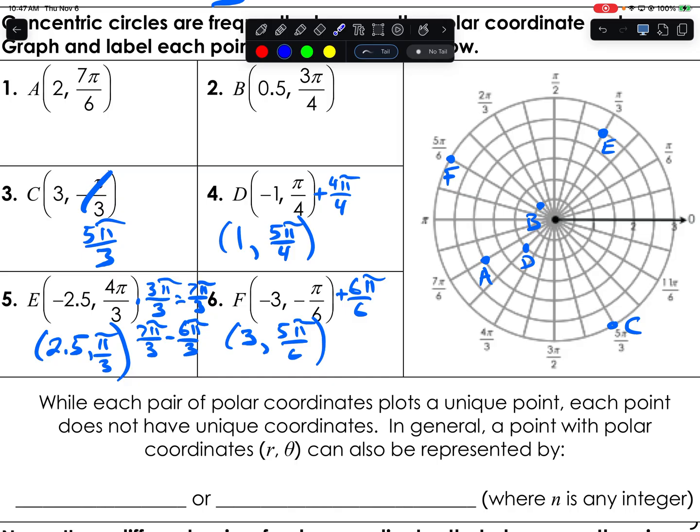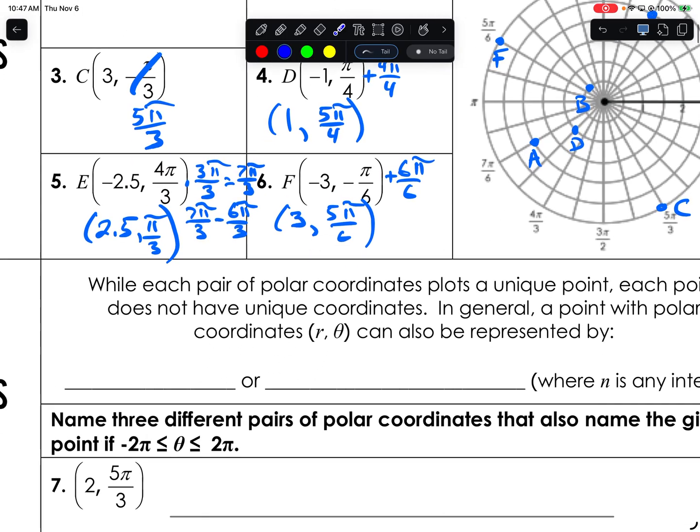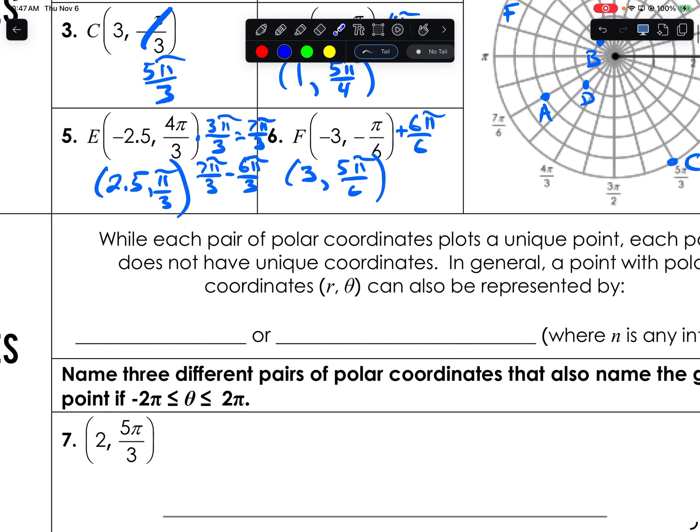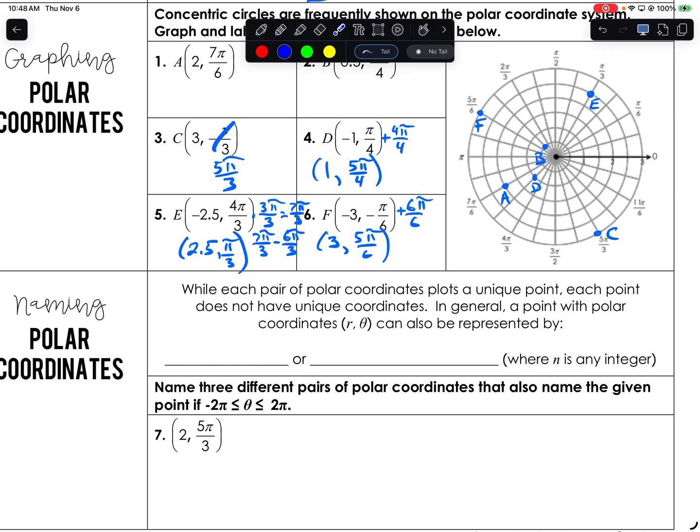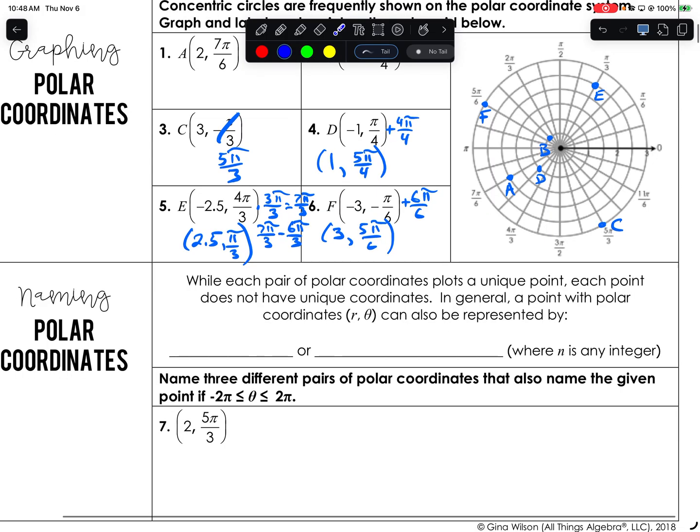Okay, so I'm just going to read this. While each pair of polar coordinates plots a unique point, each point does not have unique coordinates. In general, a point with polar coordinates r theta can also be represented by, so this kind of stuff never really helped me. I just kind of figure out how it works, which we'll talk about. But if this helps you, it's great. So theta plus 2n pi.